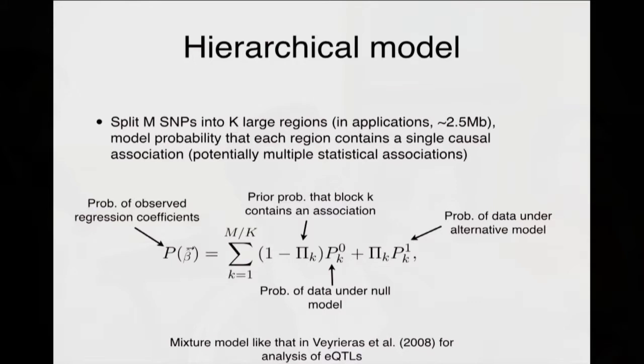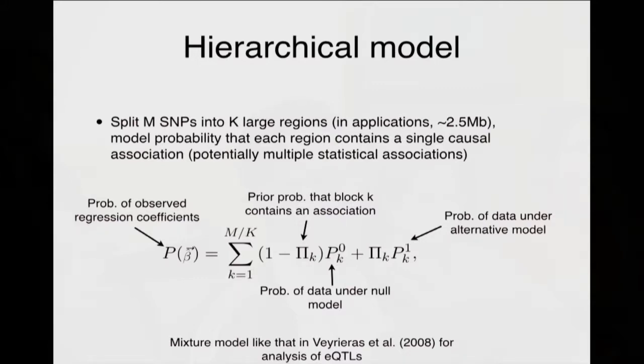And what's the probability that each region contains a single association? Single causal association, so they can have multiple statistical associations to get at that. And the probability of these betas is just going to be the probability that the block has an association, and the probability of the data under that block, under that model, and the probability of the data under the alternative model times the prior probability that that block contains an association.